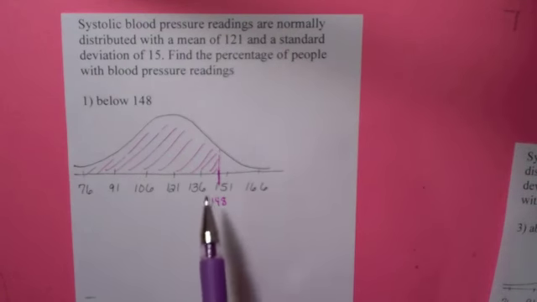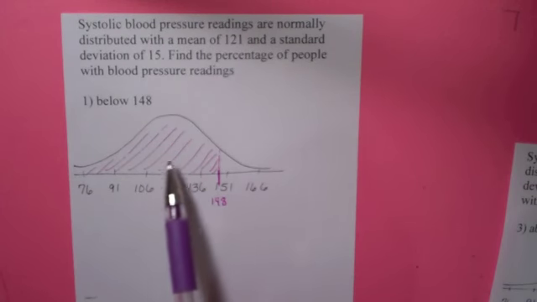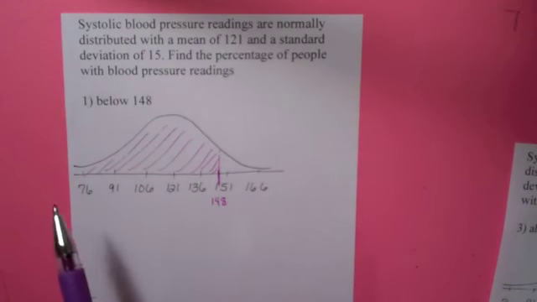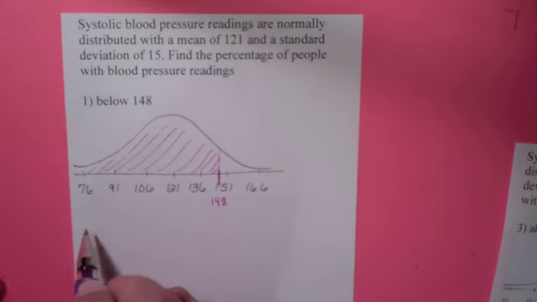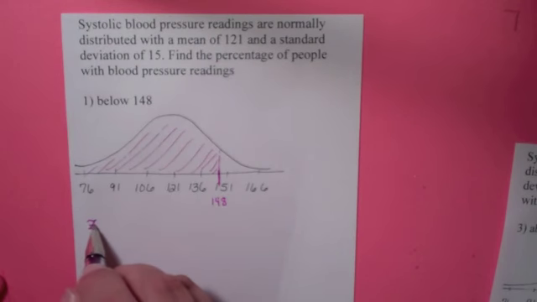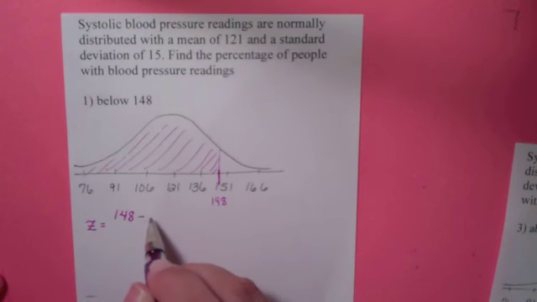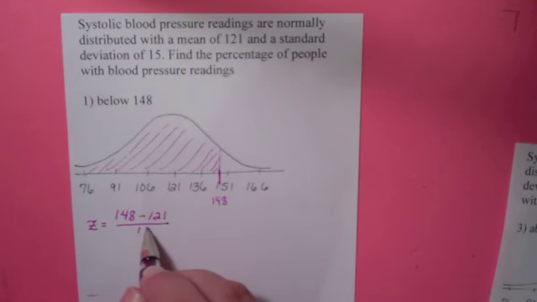Now, the one problem we have here is that the only way I know how to find the area under a normal curve is to go to my table. But in my table, I need z-scores. This is not a z-score, this is a data point. But we remember how to find z-scores. To find the z-score for 148, you take 148 minus your mean, and you divide by your standard deviation.